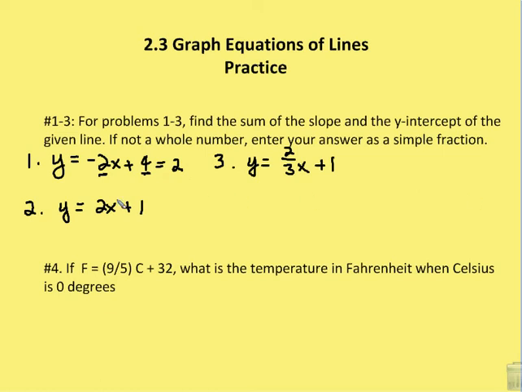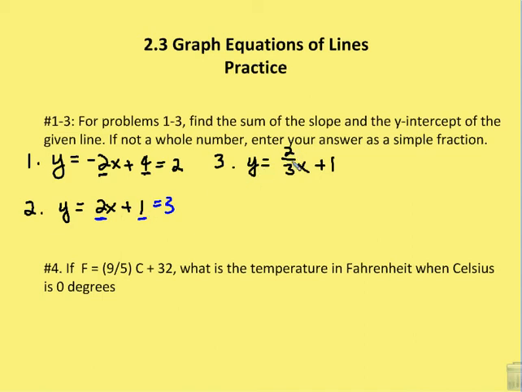Okay. Problem number 2, I have the slope of 2 plus the y-intercept of 1. My total is going to be equal to 3. So I just want you to feel comfortable with the basic idea that in the y is equal to mx plus b form, slope is the m value and the y-intercept is the b value.